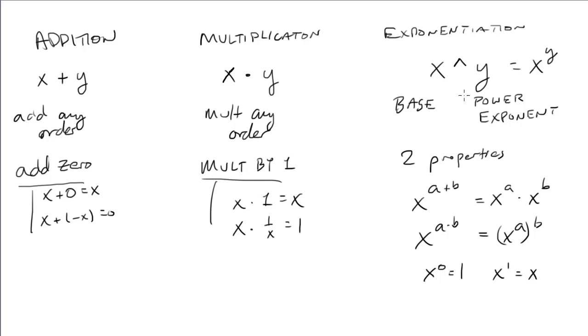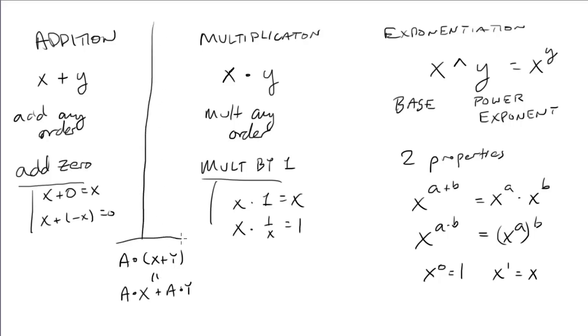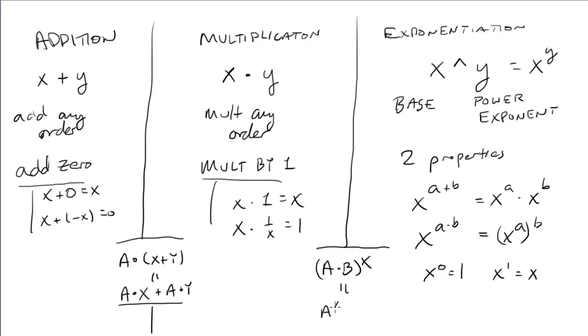Connecting addition and multiplication, there's a distributive law. This is your bridge between the two operations. It's a bridge between a multiplication and exponentiation from the two basic properties. The powers distribute over multiplication.